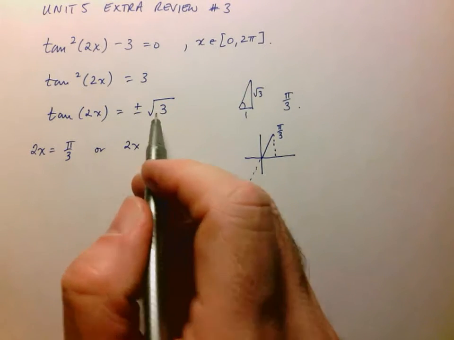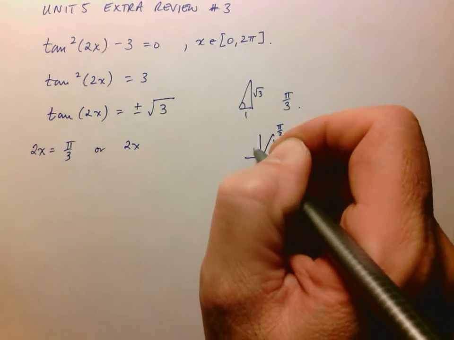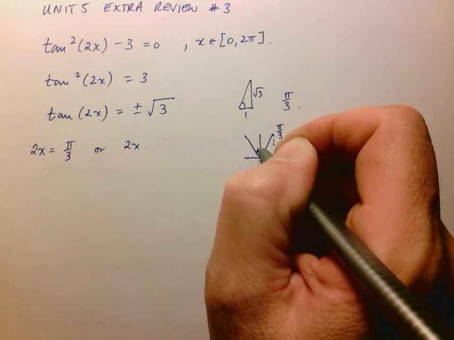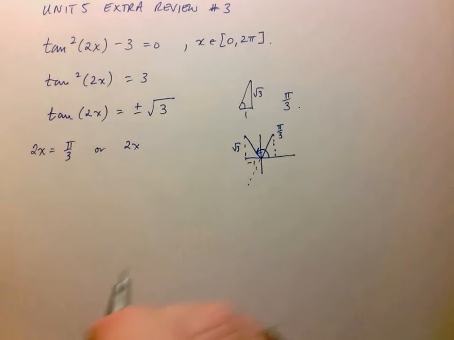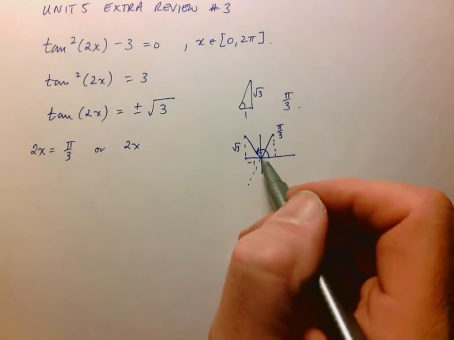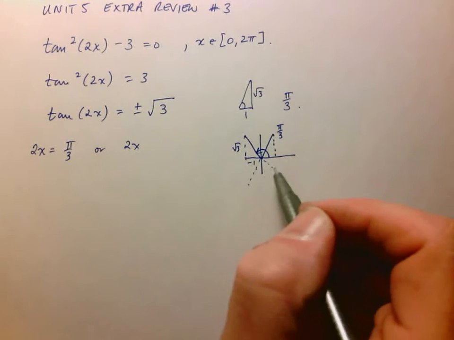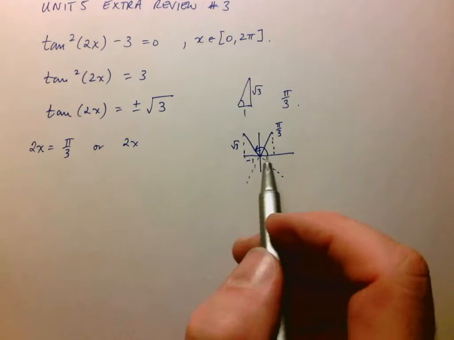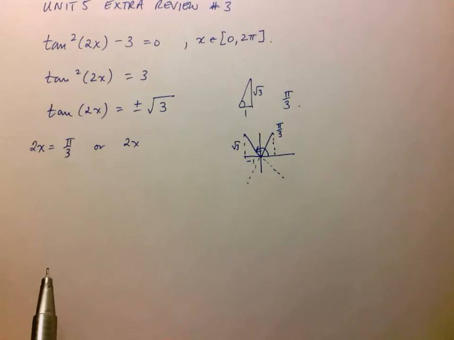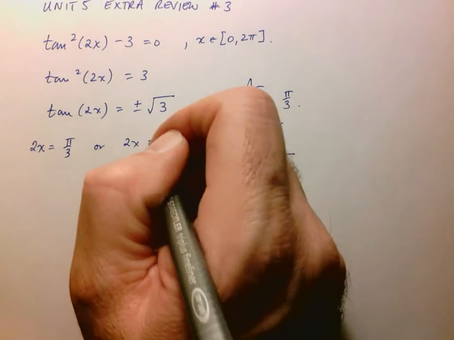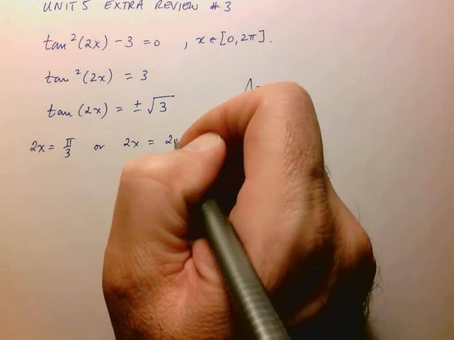When is it equal to negative root 3? Well, I can take the second quadrant, 2 pi over 3. Because here I'm going to get root 3 over negative 1. And again, as before, I know that this repeats itself every pi units. So I actually don't need that second answer to help me figure out all the answers here. So here, 2x can also equal 2 pi over 3.